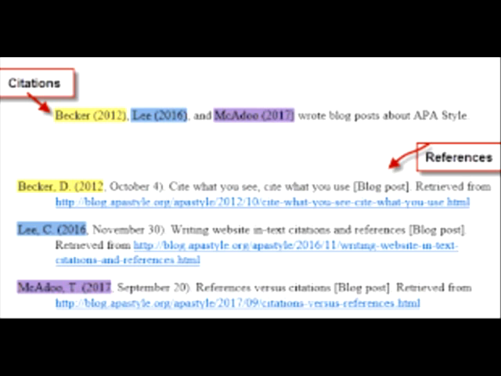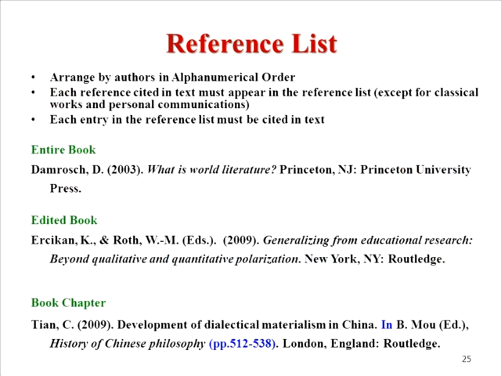And another, third example: author, comma, initials, dot, date, comma, space, month, date, then the title of the blog and blog post in square brackets, retrieved from URL. Then the reference list comes after.